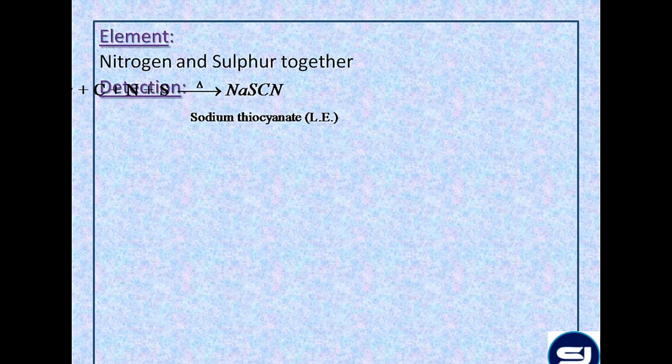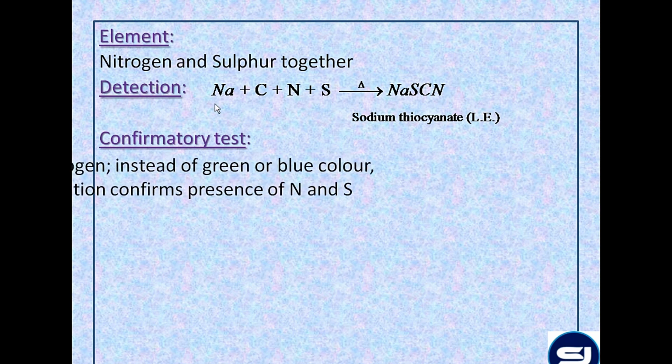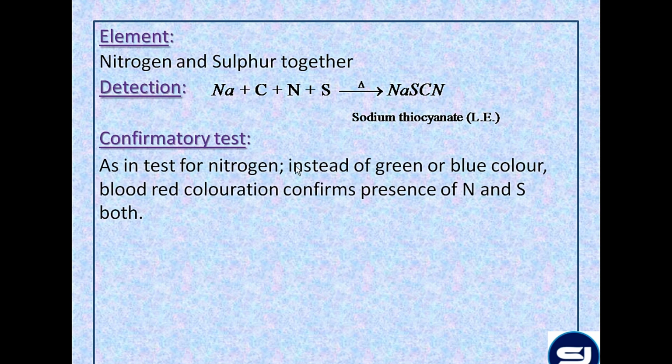Now the combined detection of nitrogen and sulfur. So for nitrogen and sulfur together in the analysis, we need to prepare a Lassaigne's extract of sodium thiocyanate, which is sodium reacted with carbon, nitrogen and sulfur on heating forming NaSCN named as sodium thiocyanate. The confirmatory test is similar to nitrogen. As in test for nitrogen, instead of green or blue color of Prussian blue compound, here in the nitrogen and sulfur together, there is blood red coloration which confirms the presence of nitrogen and sulfur both.